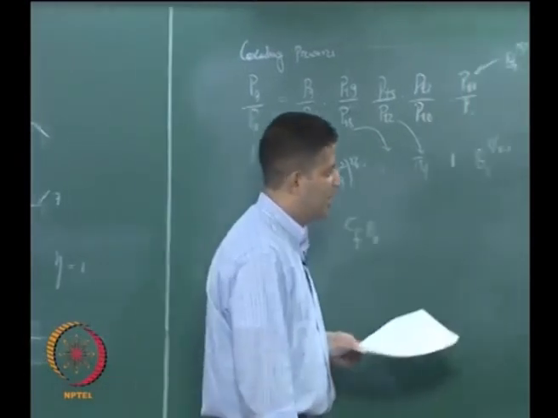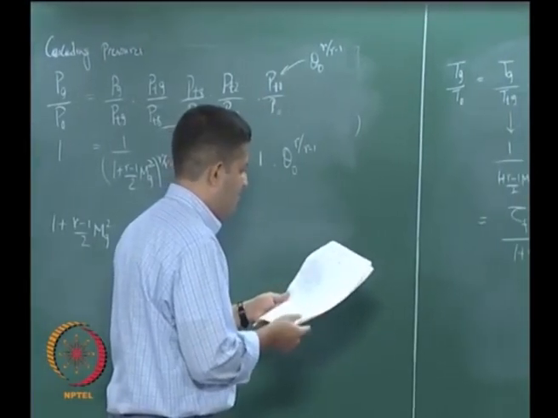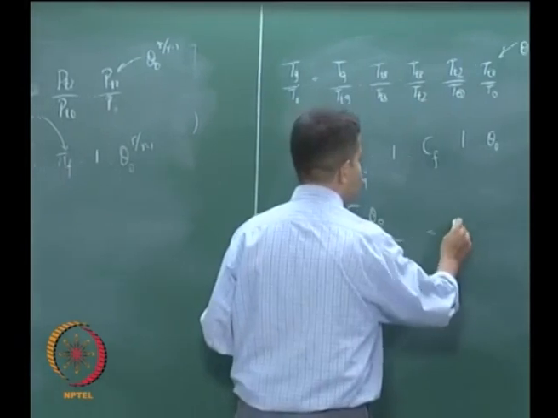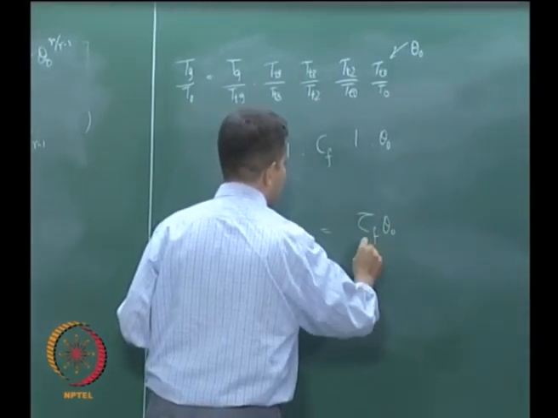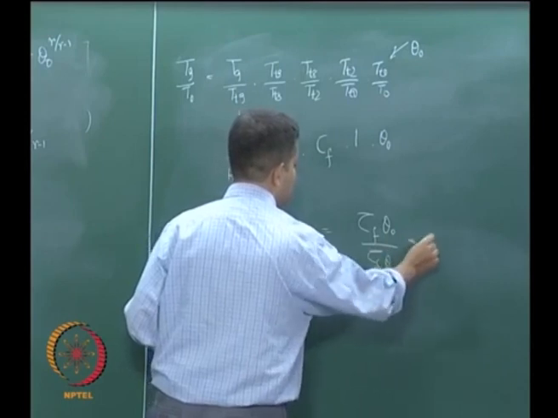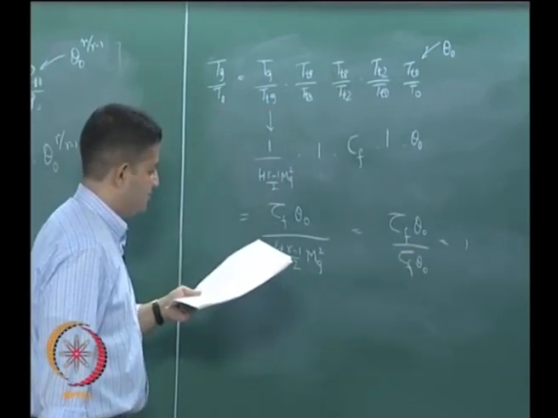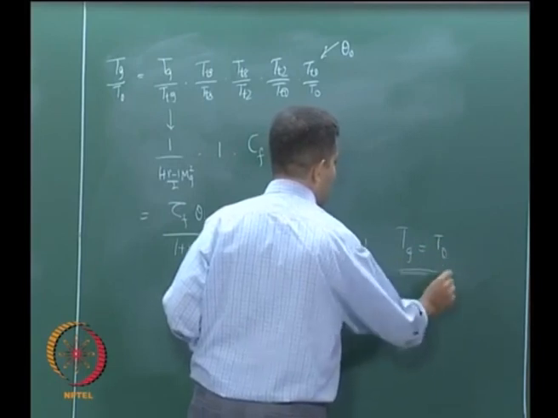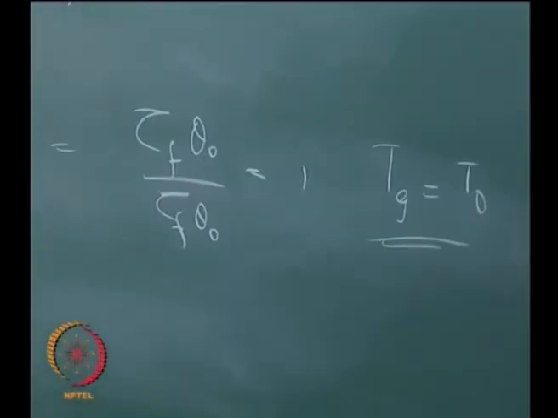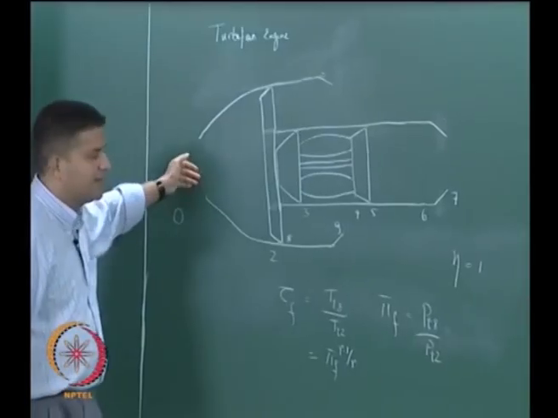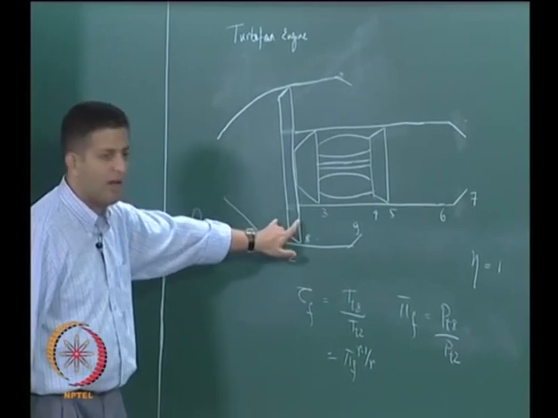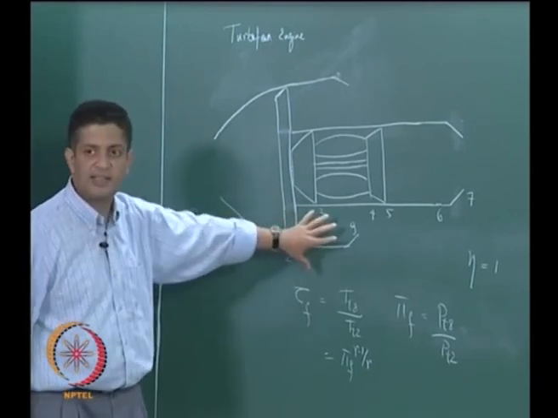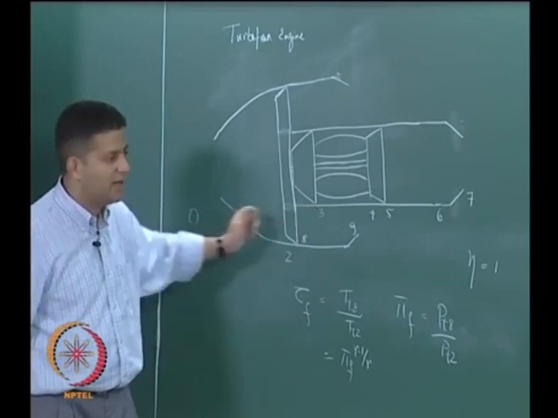So I can come back here. And I know that this is again tau f theta naught divided by tau f theta naught. So this is 1, which means that if all efficiencies are 1, T9 will be T8, right? Because here in the intake you are compressing it, then you have a fan to increase the pressure, and again you are expanding the flow. If there are no efficiencies involved, there is no heat addition here, so T9 must be equal to T0. Okay.